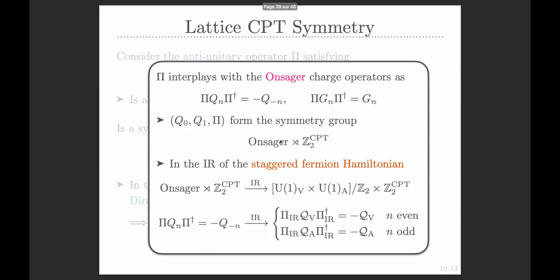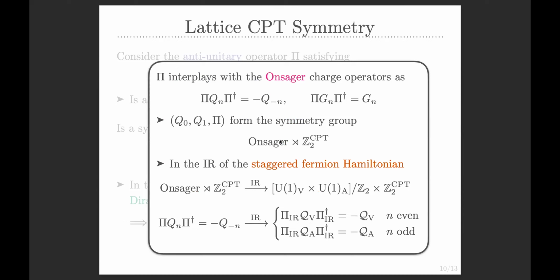And in the IR, the staggered fermion Hamiltonian, this semi-direct product group will go to the U1b, U1a symmetry times the Z2CP. By the Coleman-Mandula theorem, it's important that the semi-direct product goes away in the IR, and that's indeed what happens.